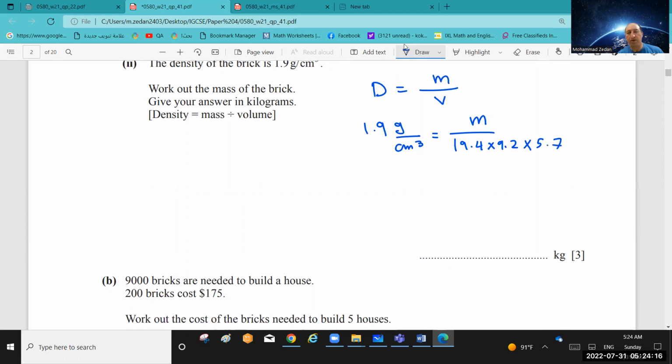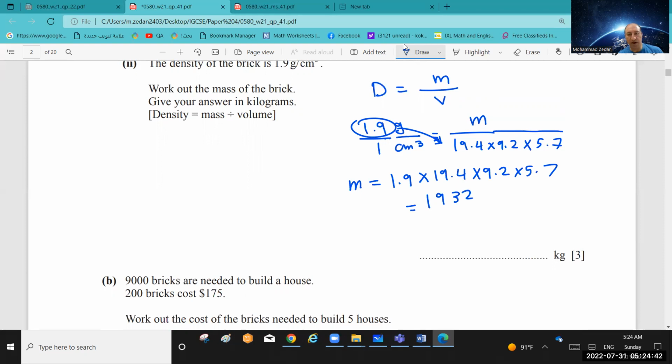So this is considered 1.9 over 1, no problem. By cross multiplication, m is equal to 1.9 times the volume, times 19.4, times 9.2, times 5.7. You will get the mass in grams, which gives you 1932.9 grams. Just divide by 1,000 to change it to kilograms. It will be 1.9329, something like that. This is kilograms now.